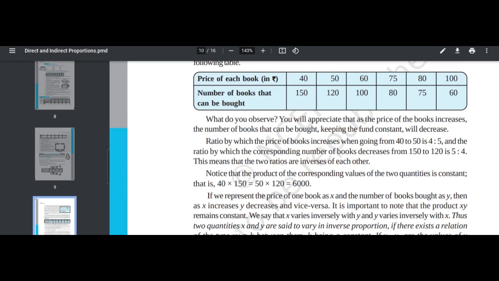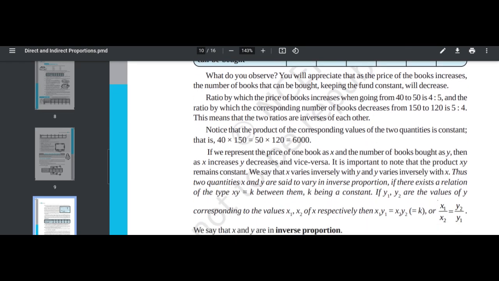Multiply 40 with 150, I got 6,000. If I multiply 50 with 120, I again get 6,000. So whether they buy at 40, 50, 60, 75, 80 or 100, for any price of books, they have to spend 6,000. For the price of 40, they are picking grade 4 books; for 50, class 5; 60 for class 6; 75 for class 7; 80 for class 8; 100 for class 10. Okay?